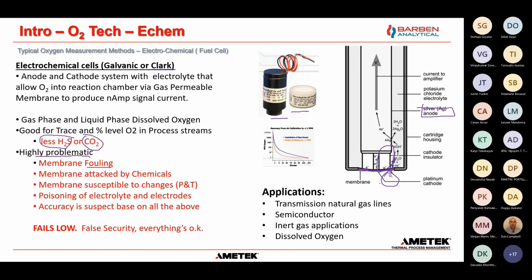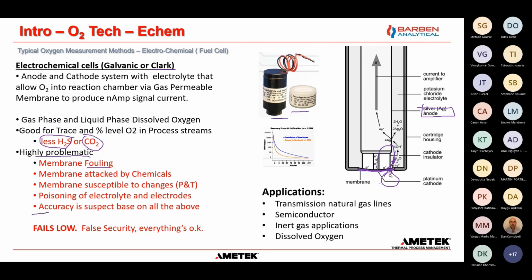So if the membrane gets fouled, then less oxygen is going to go in there, and we are going to read low. As the membrane gets attacked by chemicals, it can break down and it won't be as gas permeable, and the reaction will be slower and the reading will go low. The membrane is also susceptible to pressure and temperature changes that can affect the mass transfer. And then we have the poisoning of the electrolytes and the electrodes. And so really the accuracy becomes pretty suspect, especially since everything is drifting in a low direction.